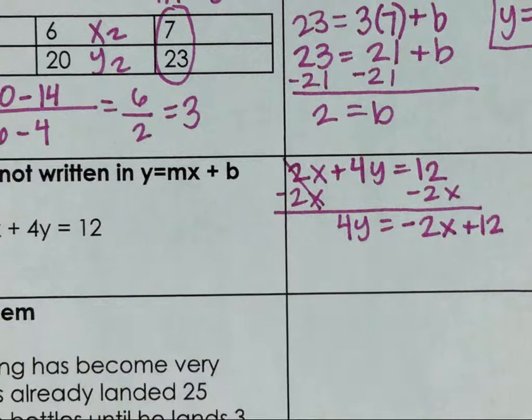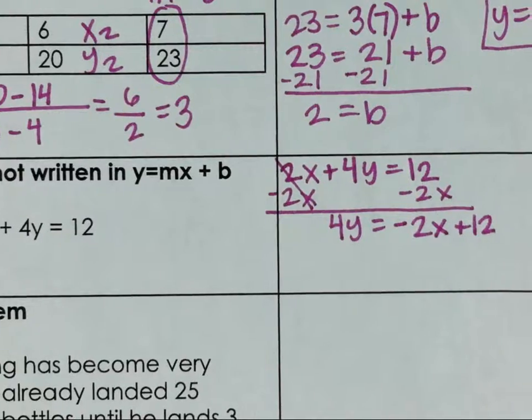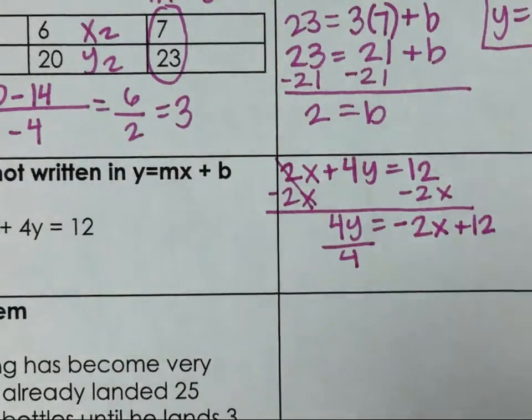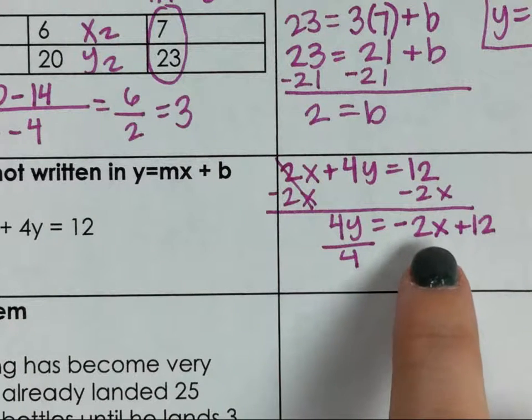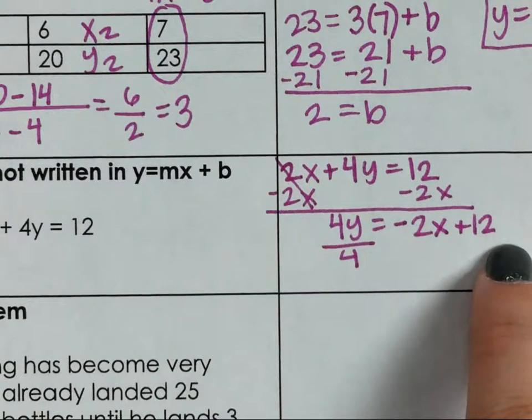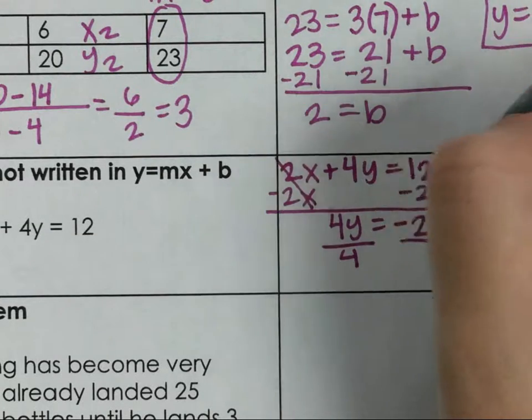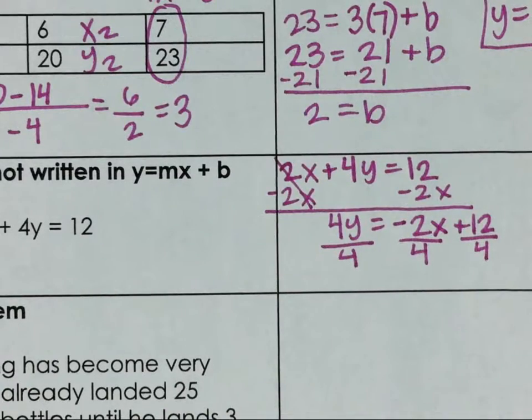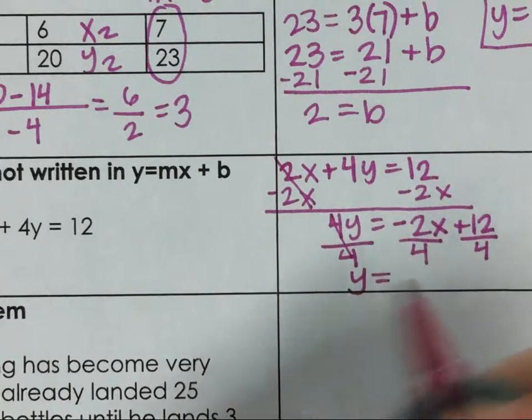What's next, Casey? You would have to divide both sides by 4. Okay, divide both sides by 4 because we want y by itself. So if I'm dividing both sides by 4, remember that means I have to divide negative 2x by 4 and 12 by 4. So both of those terms, dividing by 4. So my 4's cancel over here, leaving me with y.